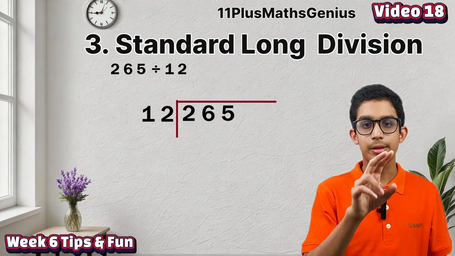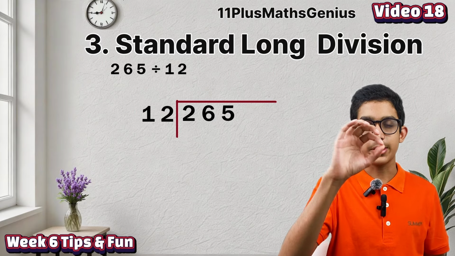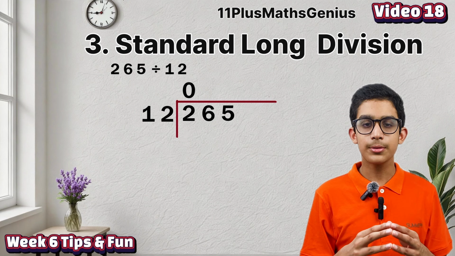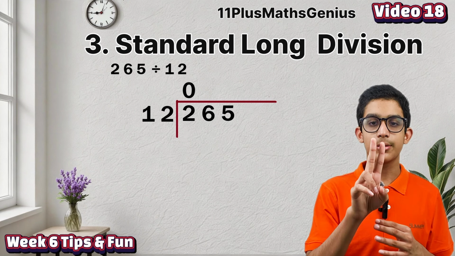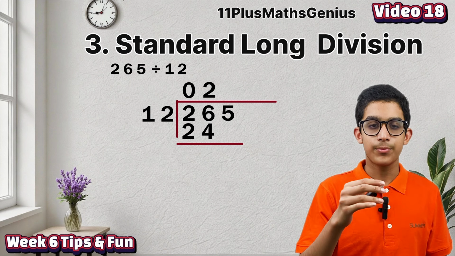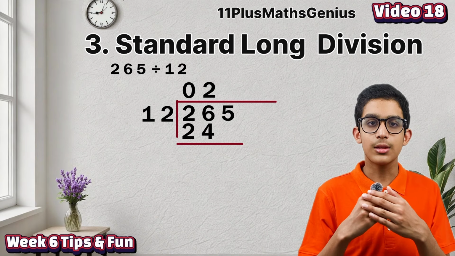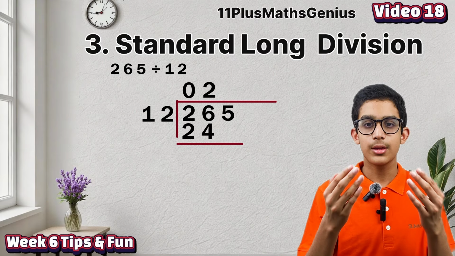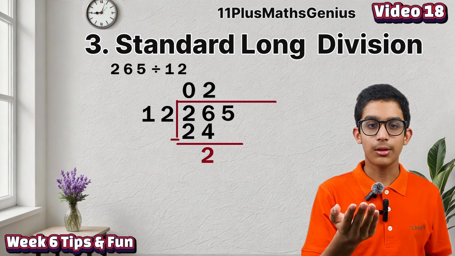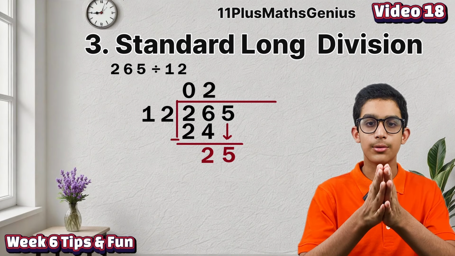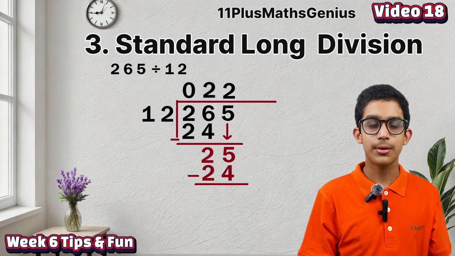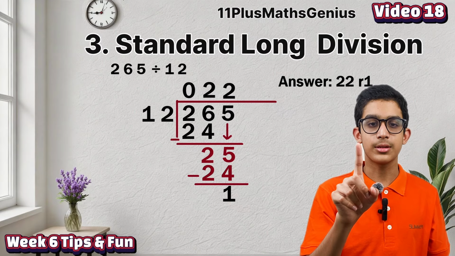Since 2 is less than 12, we put 0 on top, and we take the next digit. Now, 12 goes into 26 twice, or 12 times 2 is 24. We put it under 26, put 2 on top. Then subtract 24 from 26. Here we have 2. Next, we bring down the next digit. We have 25 now. Again, 12 goes into 25 twice, so we have 22 and 1 as a remainder.